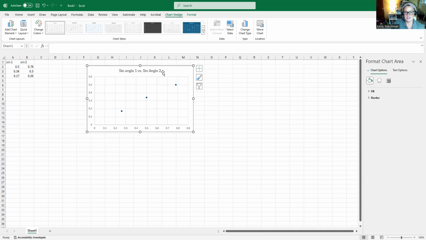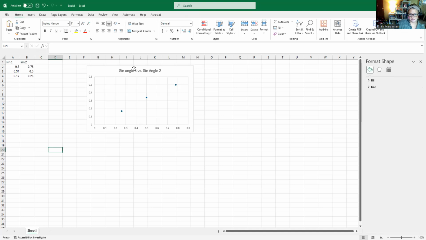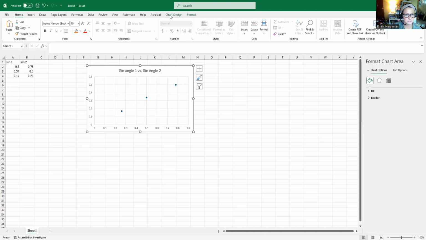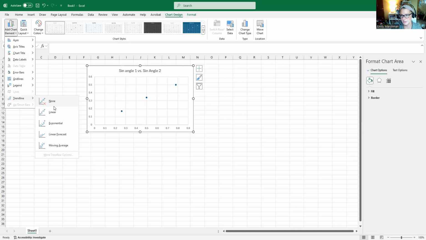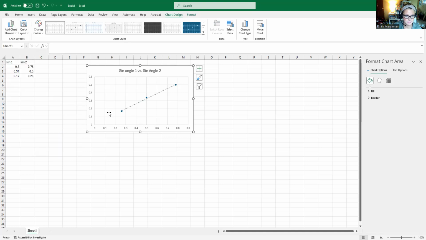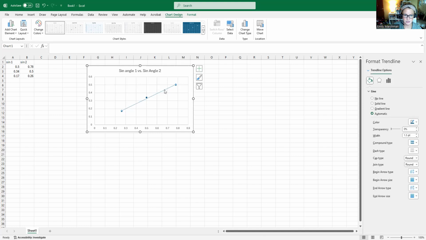And we want to find the line of best fit through these, calculate the slope, and figure out what the slope represents. Now anytime you click outside of the graph, your chart options go away. So if you want to bring the chart options back, you click on the graph and you click on chart design up here. Add chart element, and you want a trend line. It looks linear, right? So we're going to click linear. And I want to get the line of best fit through this trend line. So I'm going to double click it.